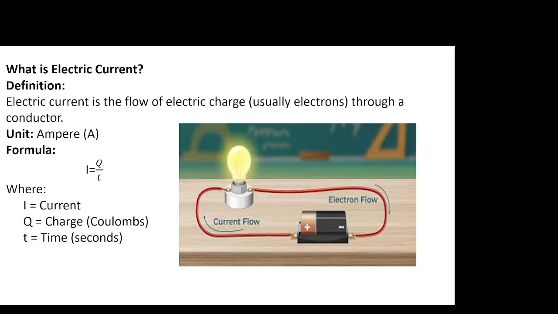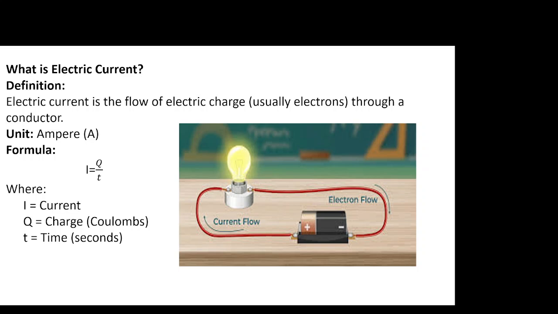Okay. Now the first basic question: what is electric current? You know, electric current is the flow of electric charge. It is a flow of electrons through the conductor. Conductors contain free electrons. You know, the conductor which conducts electricity contains free electrons, and those free electrons flow. That is called current. So current is the flow of electrons.